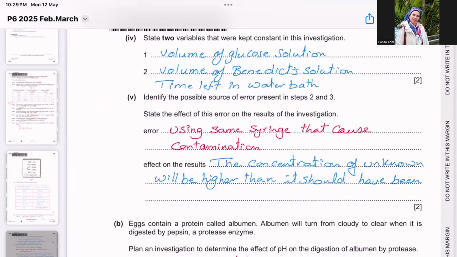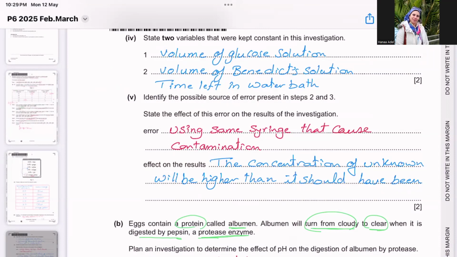Next question. It contains a protein called albumin. Albumin will turn from cloudy to clear when it is digested by pepsin. It is a protease enzyme. So the pepsin enzyme is a kind of protease enzyme. So this happens also inside the human body. So when we want to keep the temperature, we have to use a thermostatically controlled water bath at 37 because this is the body temperature.